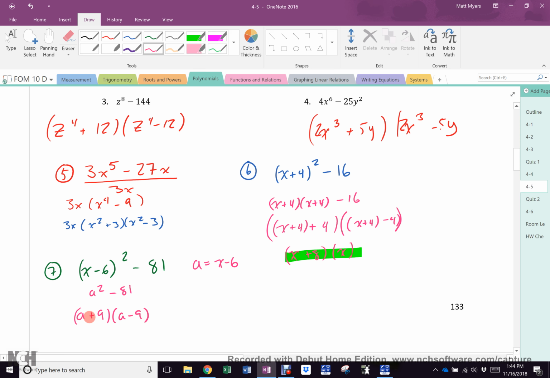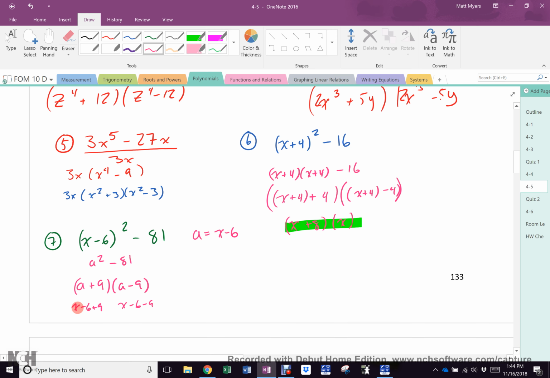So isn't this x minus 6 plus 9? Yeah. And what's this? X minus 6 minus 9. What is negative 6 plus 9? X plus 3. What is negative 6 minus 9? X minus 15.